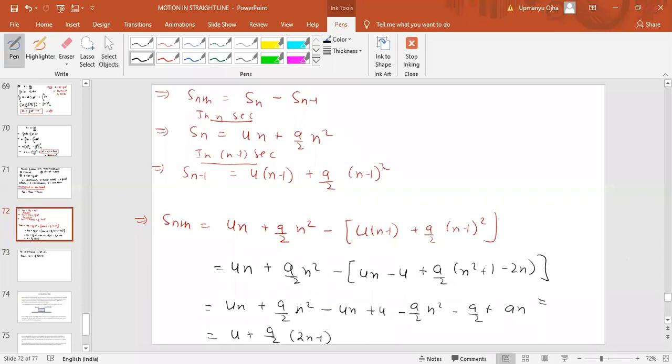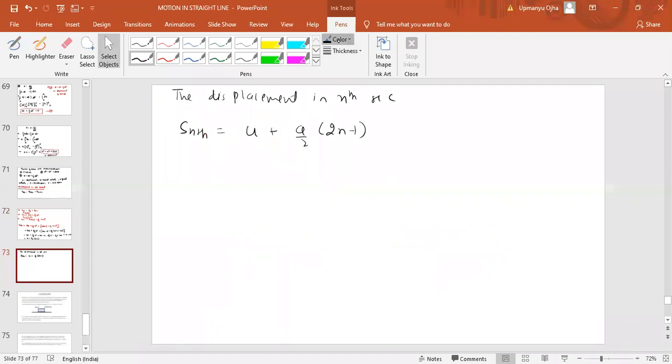See, after cancelling out, we are getting u plus an minus a by 2. So if you rearrange this equation, you get this expression. That is the displacement in the nth second. This formula is very important, so please remember it: displacement in the nth second, u plus a by 2 (2n minus 1).